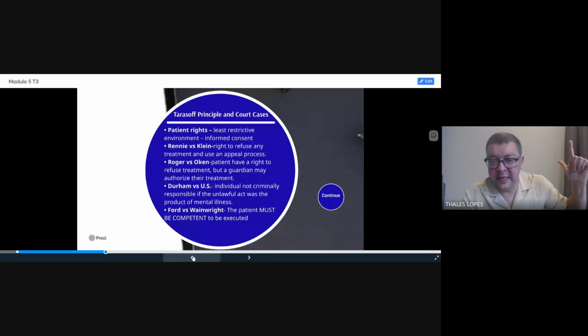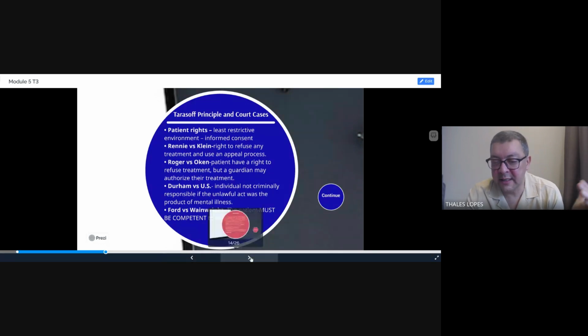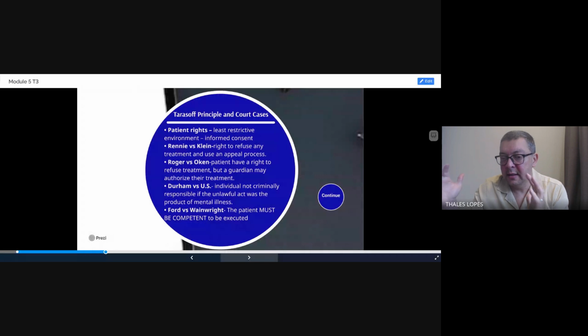Ford cannot die. Durham: an individual cannot be criminally responsible if the act was due to a mental health disorder. Roger, you can call it, hey, my mother says go ahead, the medication is okay. If it's under 18, the patient can refuse. But if a mother says it's okay to give the medication, give it. Rainey case, any patient can refuse treatment. Two patients' rights: least restrictive environment, and informed consent.